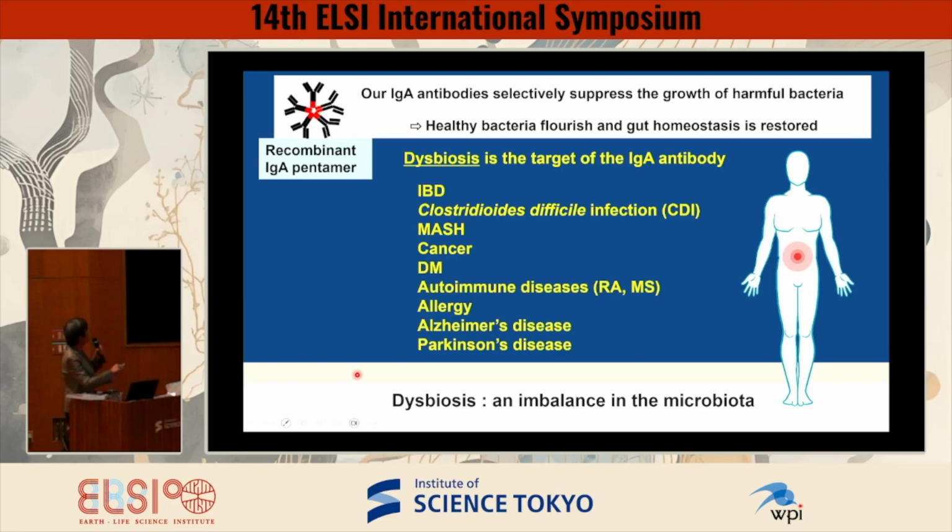So now we are developing this kind of recombinant IgA pentamer. Our monoclonal IgA antibody selectively suppresses the growth of harmful bacteria, but healthy bacteria are spared. That's why in the limited space of the gut lumen, healthy bacteria flourish and gut homeostasis is restored. I would like to treat this kind of disease before severe illness.